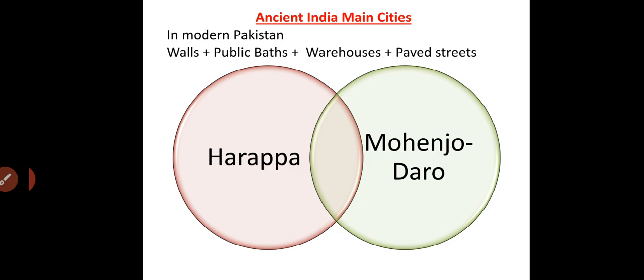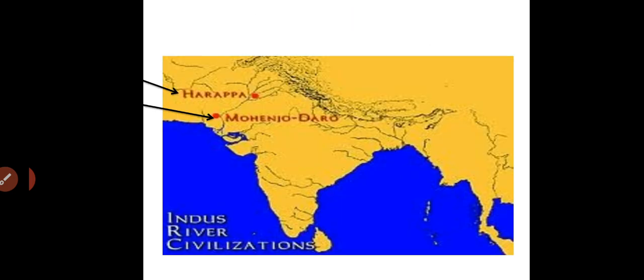Both cities were built with walls, public baths, warehouses and paved streets. Now let's see the map here. The map shows you both cities: Harappa, and the second city, Mohenjo-daro.